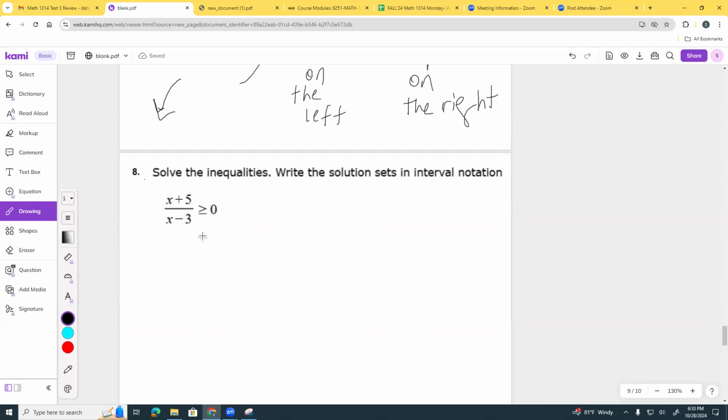Does anybody remember how we handled them? We say x plus 5 equals 0. Then we say x minus 3 equals 0. We set each one to 0 to figure out what? We get -5 and positive 3. Good job. So the important numbers are -5, which makes the top 0, and positive 3, which makes the bottom 0. This is a good start. All right. What do we do after this?